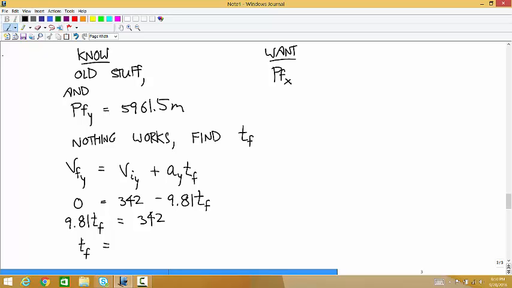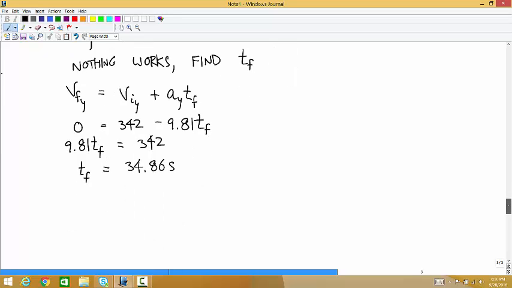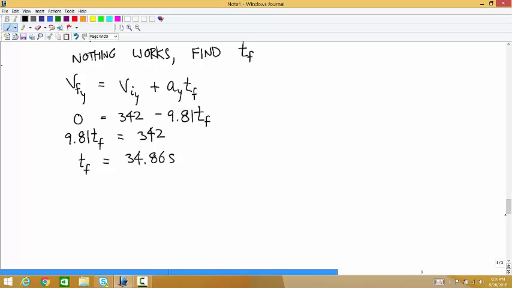What do you get for that? What is it? 34.86. Holy moly. Seconds. I think bullets might not go this fast. I think that might be the issue we have. But so that's not even before it hits the ground. That's just how long it takes to get to the highest point.